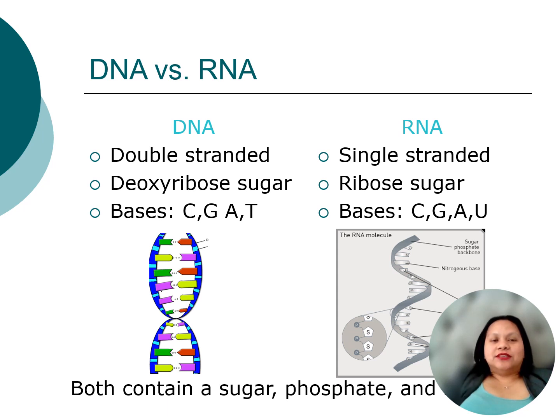Last meeting, we differentiated DNA from RNA, and we said that DNA is double-stranded while RNA is single-stranded. DNA has deoxyribose sugar, while RNA has ribose. The bases for DNA are cytosine, guanine, adenine, and thymine. RNA has the same, however, instead of thymine, it has uracil. Both DNA and RNA contain sugar, phosphate, and bases.